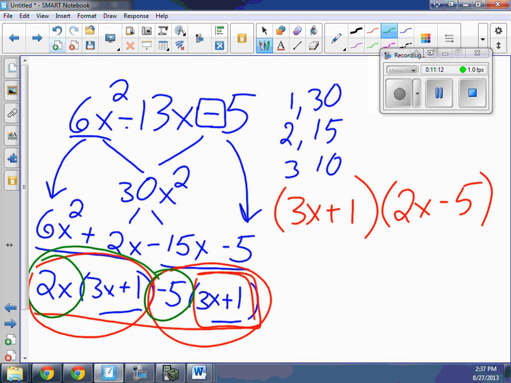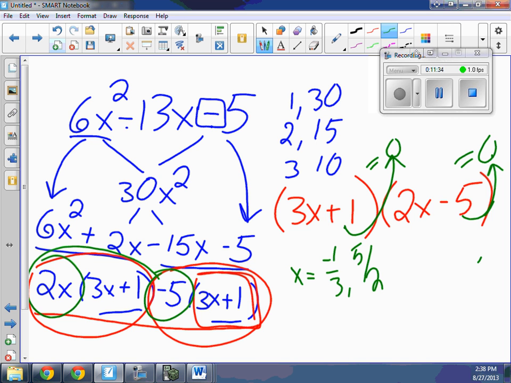So now I just set them equal to 0. What do I get when I solve for the first set? Well, at first I subtract 1, get negative 1, and then divide by 3, so negative 1/3 is one of them. Add 5 over here, and divide by 2, so I get 5/2. And those are my two answers.